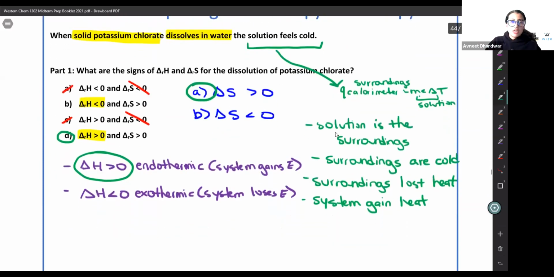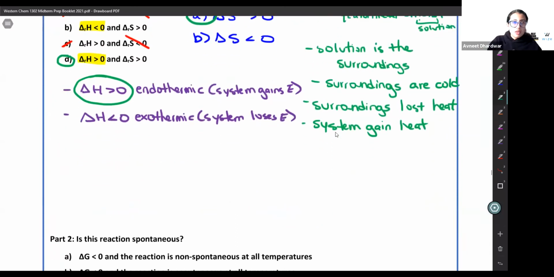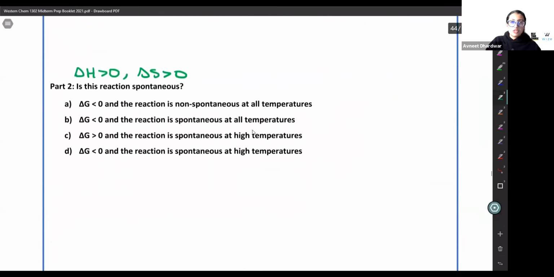Okay, so let's try part 2. So part 2 is saying, on your test, it wouldn't be part 1 and part 2. Just pretend it's a different question. So now that we know that delta H is greater than 0 and delta S is also greater than 0, answer this question. So I'll give you guys about a minute, 30 seconds to think about what you would put for this one.